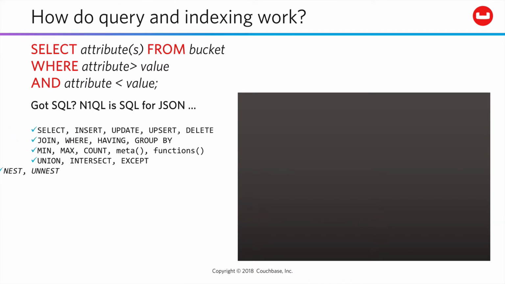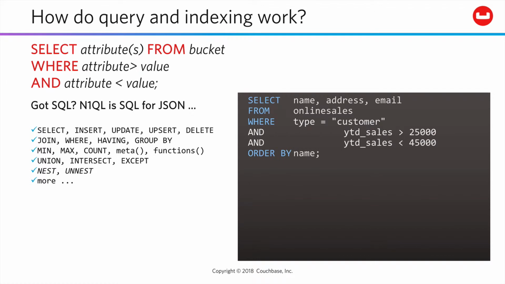You have all the filtering power you expect from SQL, along with aggregations, functions, subqueries, as well as new behaviors specific to JSON, such as nesting and unnesting multidimensional fields within documents. A query might look like this. Give me 3 attributes from my customer documents, where year-to-date sales are filtered within a range, then order the results by name.